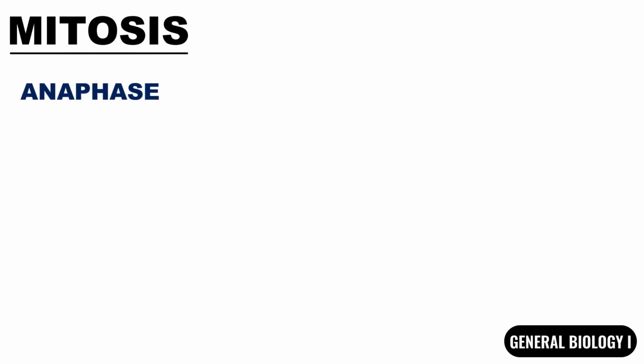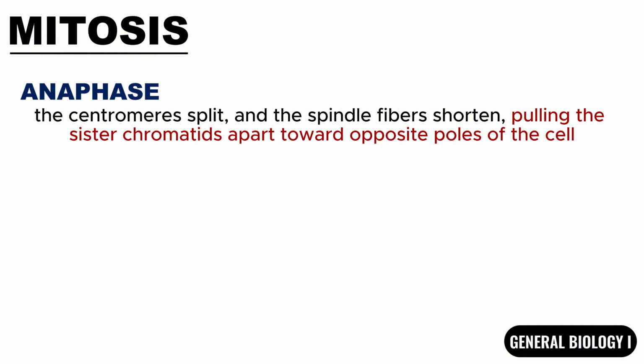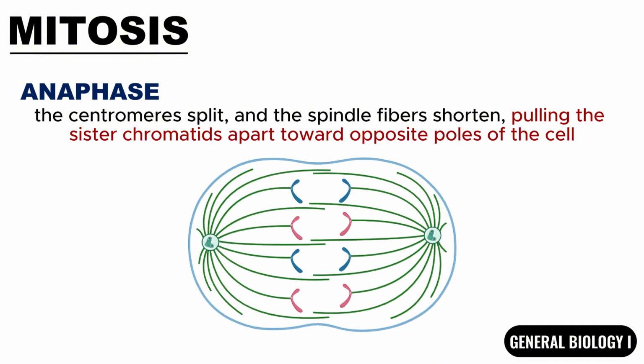Next, we enter anaphase. During this stage, the centromeres split and the spindle fibers shorten, pulling the sister chromatids apart toward opposite poles of the cell. This separation ensures that each new cell will have an identical set of chromosomes. Anaphase is a precise and tightly regulated process. Errors here can lead to cells with an abnormal number of chromosomes, which can cause genetic disorders.